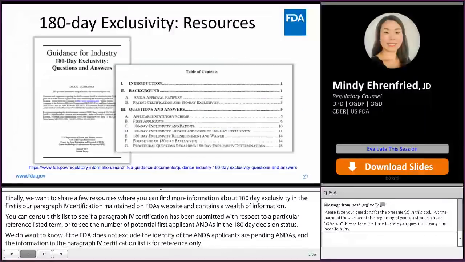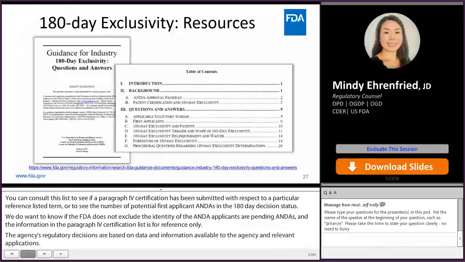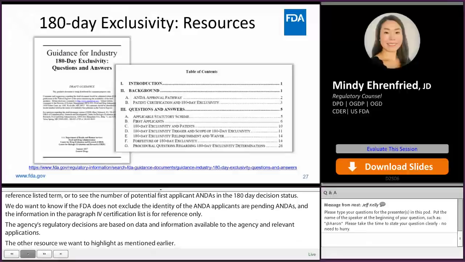The other resource we wanted to highlight was mentioned earlier. It is the draft guidance with questions and answers on 180-day exclusivity, which can be found on FDA's website at the link on this slide.